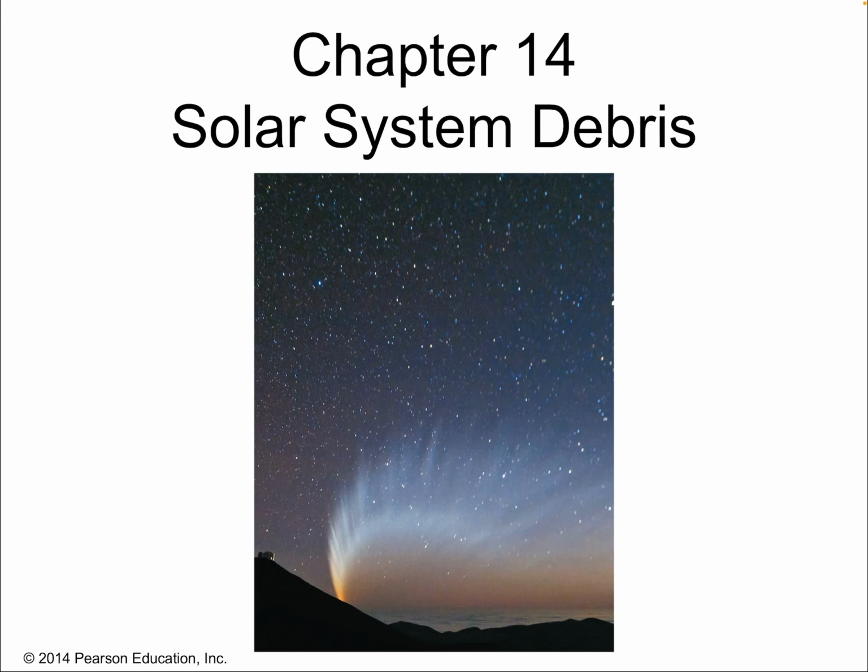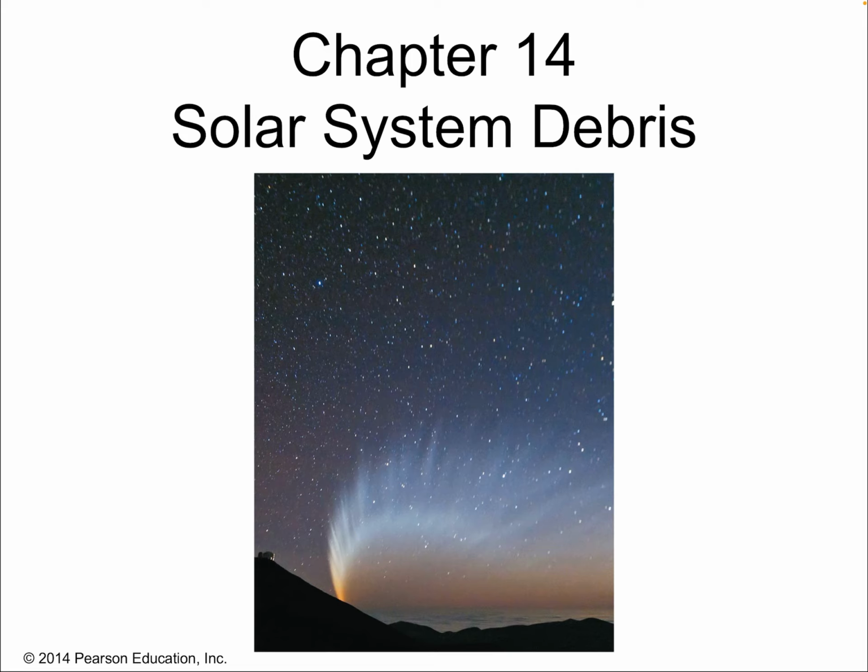In this chapter, we're going to talk about solar system debris, which is basically everything about the solar system that we have not talked about yet. This concludes our mini chapter survey of the solar system. We talked about each of the planets, starting with the terrestrial planets closest to the sun and working our way out. Now, as I said, we're going to cover everything else.